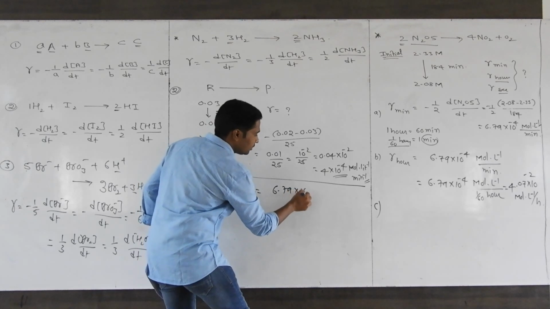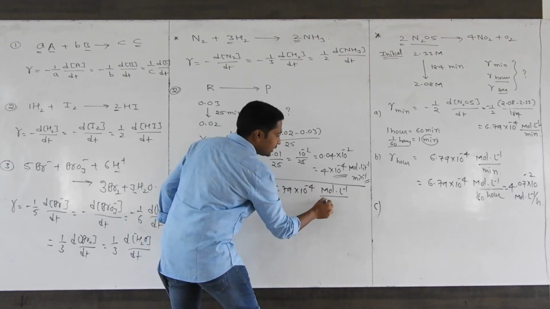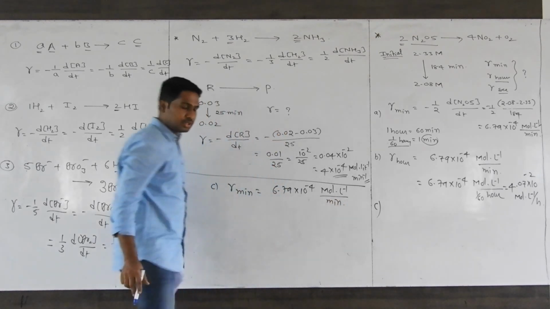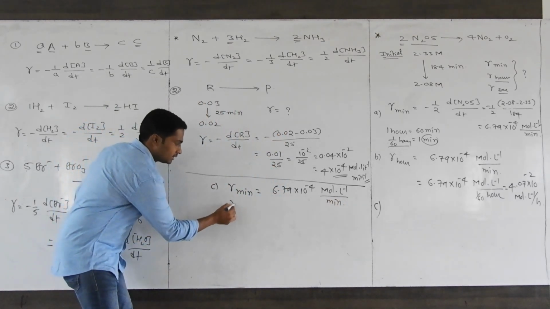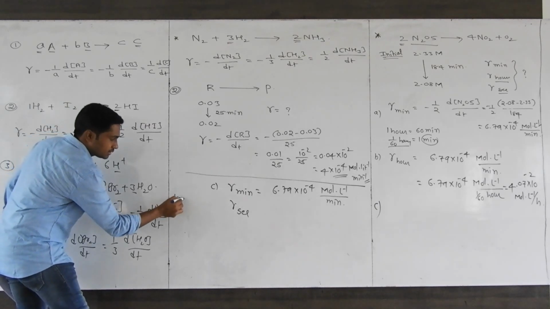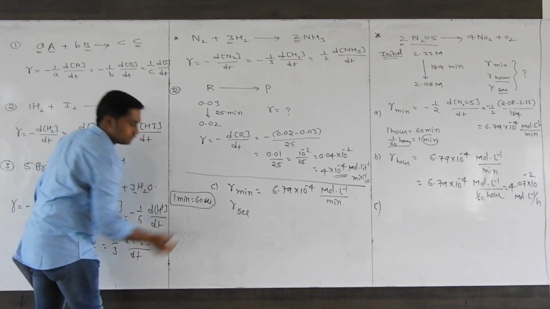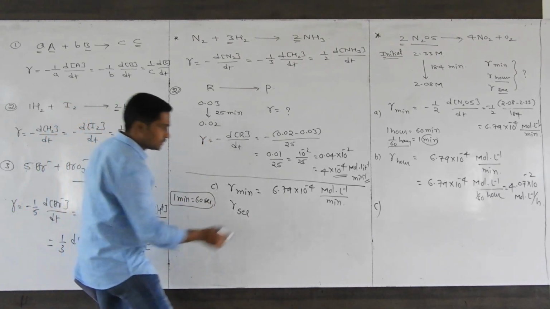6.79 into 10 to the power of minus 4 mole per liter per minute. But we want the answer in seconds. What is the relation between minutes and seconds? 1 minute is equal to 60 seconds. Substitute 60 seconds wherever minute is there.